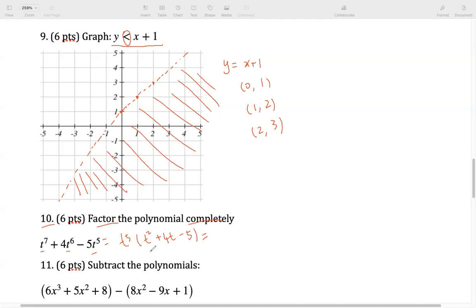Now we have a polynomial here, or trinomial. We're thinking, can I factor it as 2 binomials? Well, the 2 factors of -5 add up to +4. Well, yes, +5 and -1. So factor as t plus 5 and t minus 1. But we cannot forget about t to the 5th. t to the 5th is part of it.